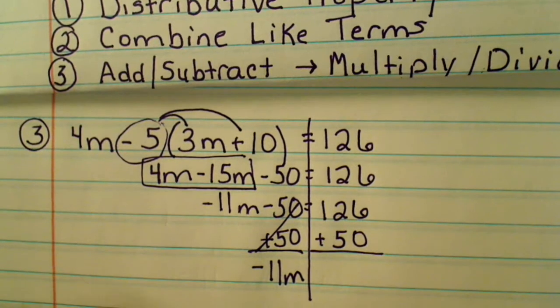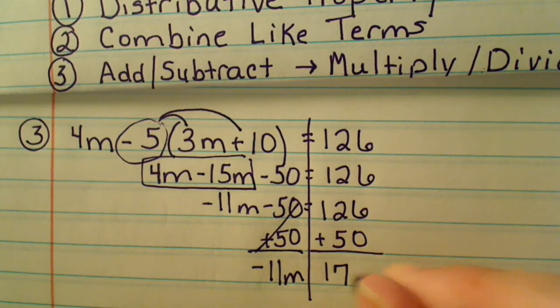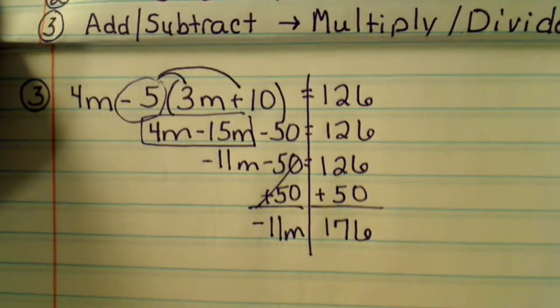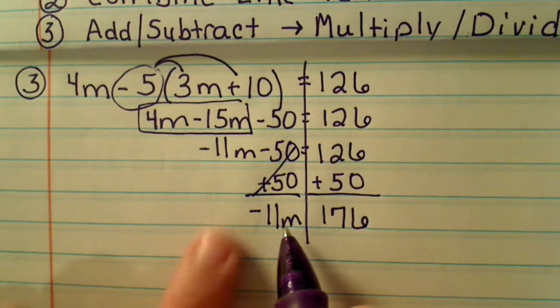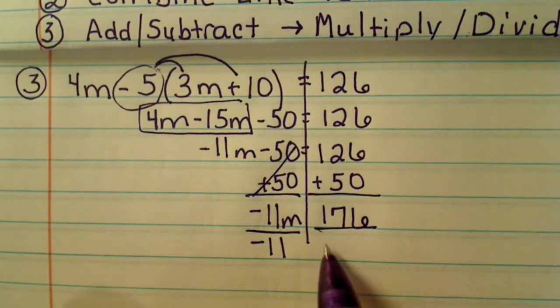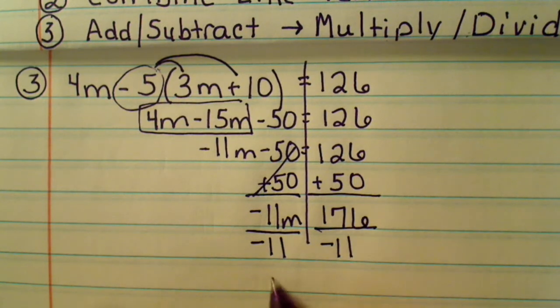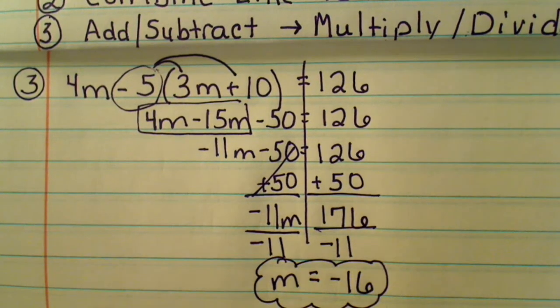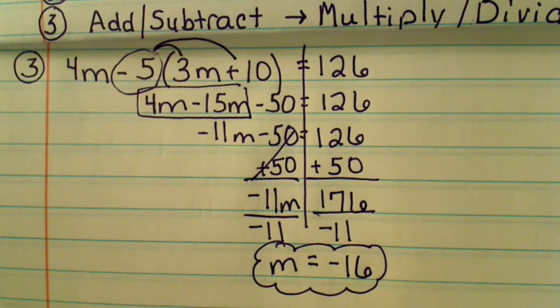126 plus 50 is 176. My last step here is to divide both sides by a negative 11 because that's multiplication. So I'm going to divide both sides by a negative 11. And my final answer then is m equals a negative 16. And I'm finished.